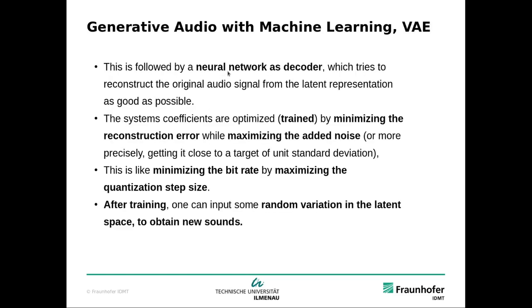Yeah, and this is followed by another neural network as a decoder, which tries to reconstruct the original audio signal from the latent representation as good as possible. The system coefficients are optimized or trained by minimizing the reconstruction error while maximizing the added noise, or more precisely getting it close to a target of unit standard deviation. So this is like minimizing the bit rate by maximizing the quantization step size. And after training, one can input some random variation into the latent space to obtain loose sounds or noisy sounds, whatever.